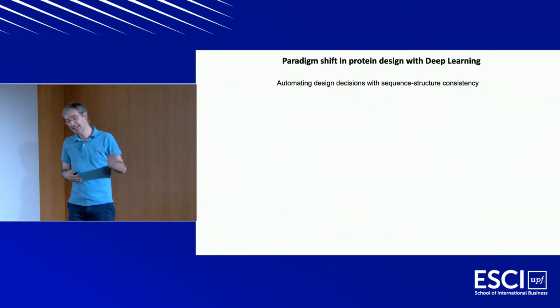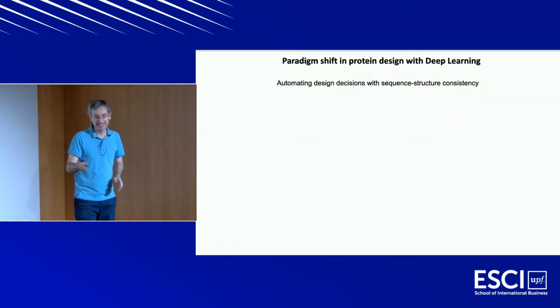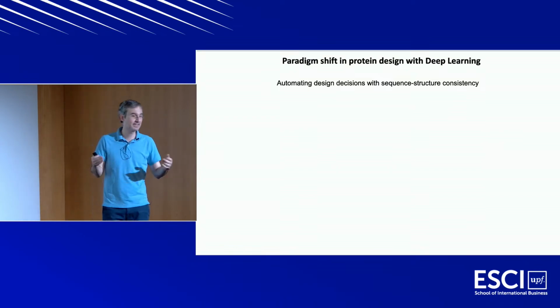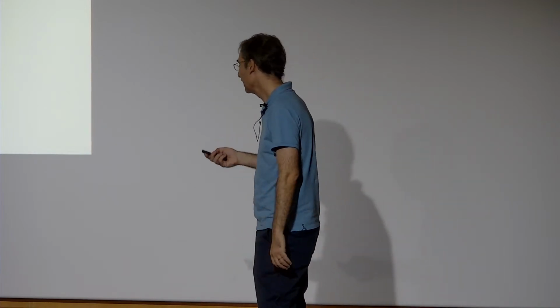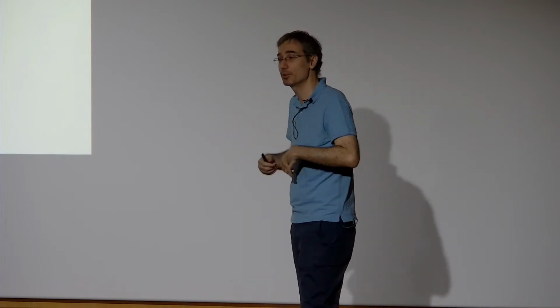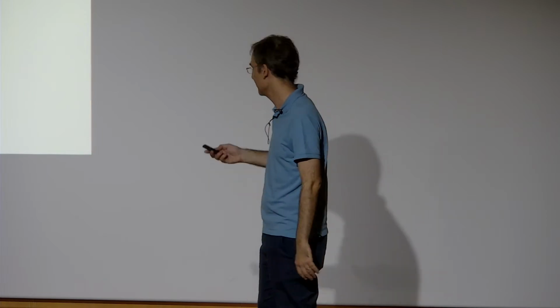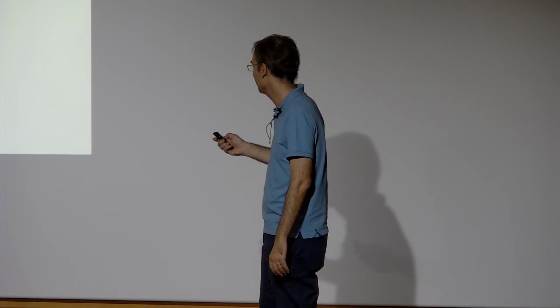But now, as I said before, we have this revolution based on AI, and this has been changing the game of protein design again. Before, more input was necessary from the designer because you needed very detailed knowledge about the structural features of the proteins that you wanted to build. But now with deep learning, you can automate many aspects of the process.